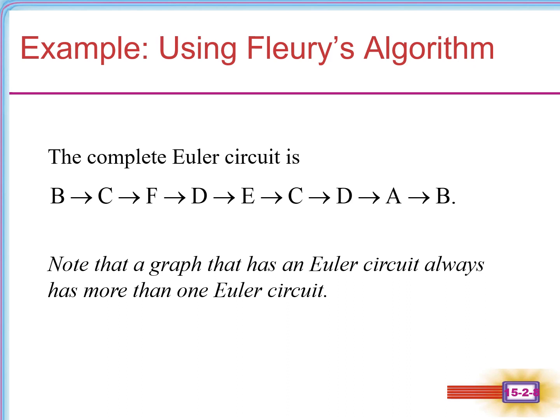Here you can start with any vertex. Here I have started with B. If you want, you can start with A, C, D or any other vertex. Note that a graph that has an Euler circuit always has more than one Euler circuit based on which vertex you are starting the walk.